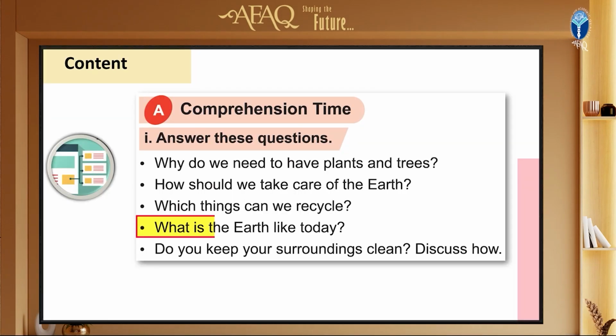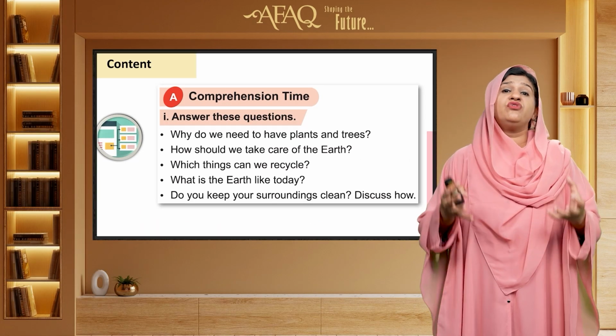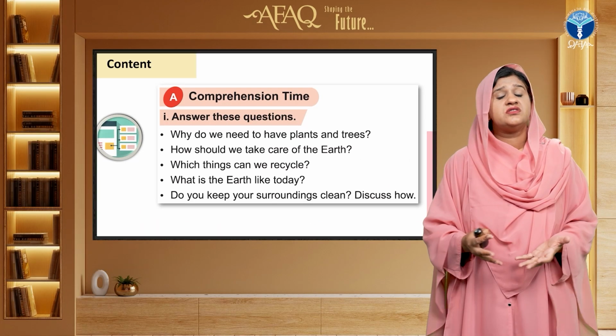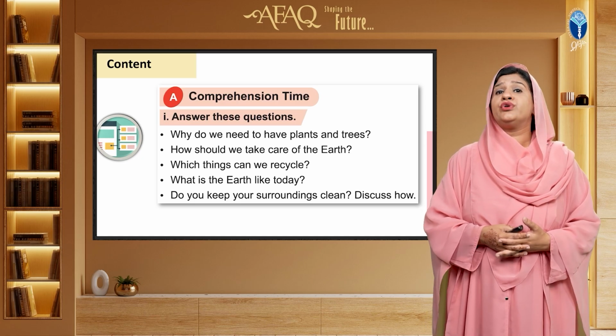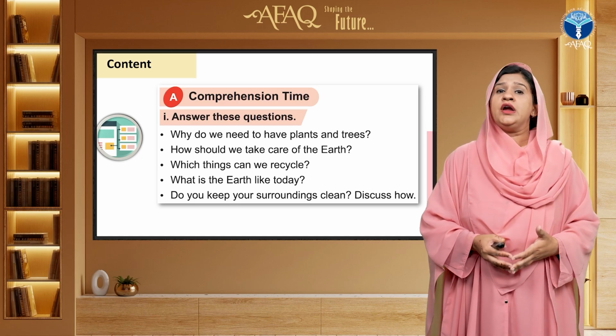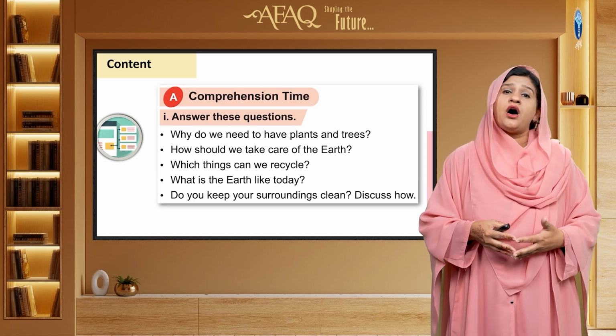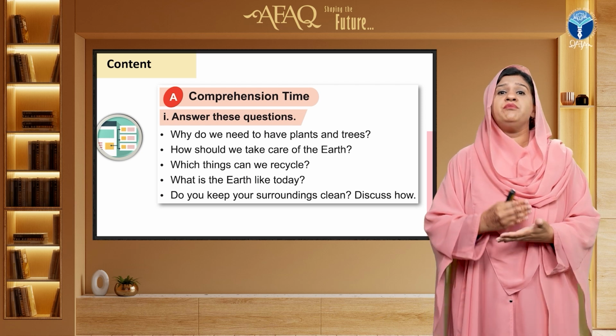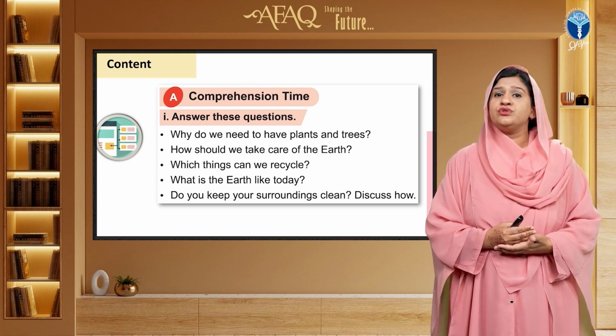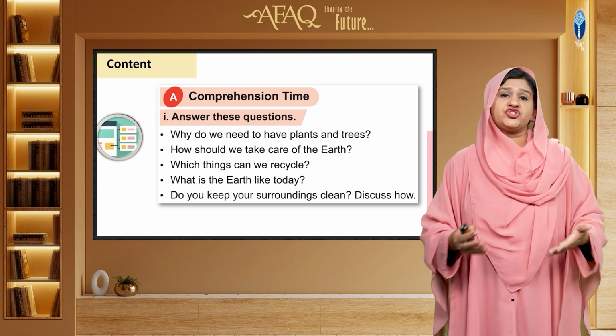The next question says, what is the earth like today? Earth is getting warmer, earth is getting dirtier, earth is getting more polluted because of our activities. So it is our responsibility to eliminate some activities so that we can have a fresher environment.